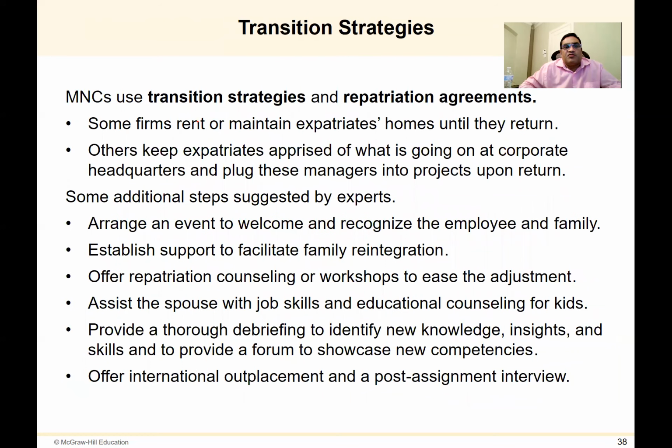So those companies may want to come up with transition strategies, make sure the skills are still relevant and people are put into assignments where those skills would be used.